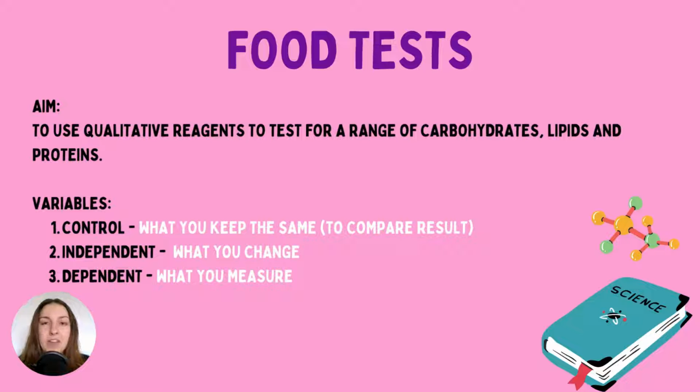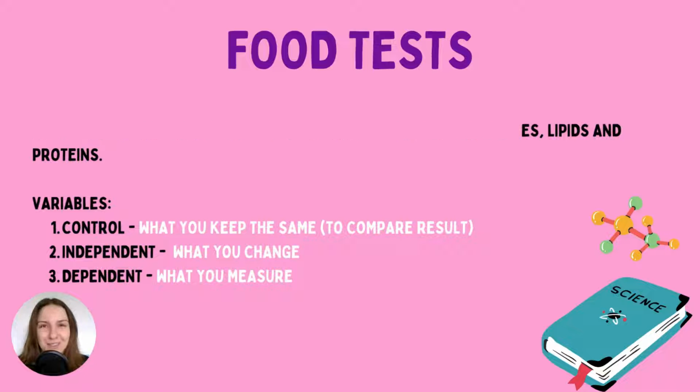Okay. And then we also have the dependent variable, and this is what we measure. So in this case, we are looking for a color change. That's what we're observing. But in other practicals, we might be measuring the volume of gas released, or we might be measuring the temperature change. It just depends on what practical you're doing. So be aware of the three different variables and try and keep condensed notes on what each of the variables are for each of the required practicals.